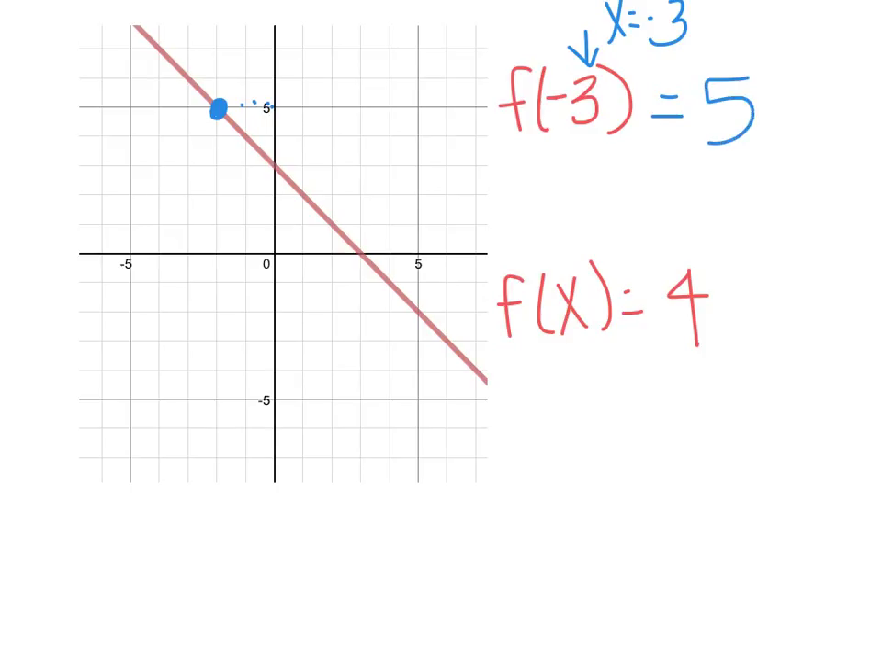This time they gave me f of x equals 4, so they're telling me that y equals 4. So I need to go to the y value of 4, which is 1, 2, 3, 4. And I need to see where I run into the line. If I go left or right, am I going to hit it? Notice if I go to the left, there's the point right there. So this point is the point I'm working with, because that's the point where the y value is 4, and that x value is at negative 1.